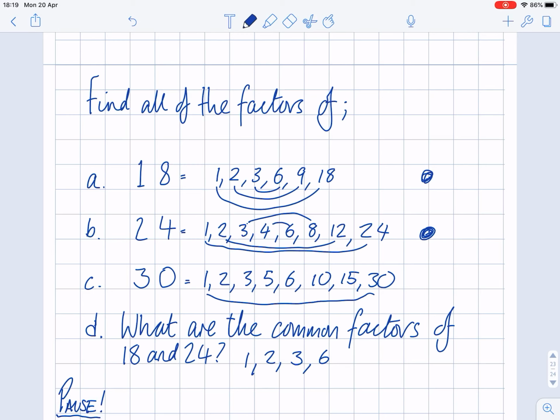Hopefully you were comfortable finding those factors today. We're going to go through it again tomorrow. We're going to look at more common factors. We're going to look at factor pairs, and I'm going to introduce multiples as well. So I look forward to seeing you then.